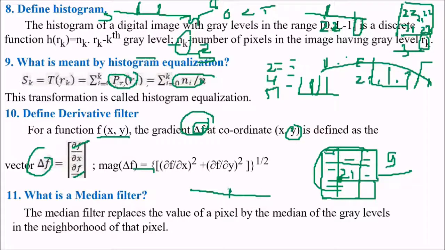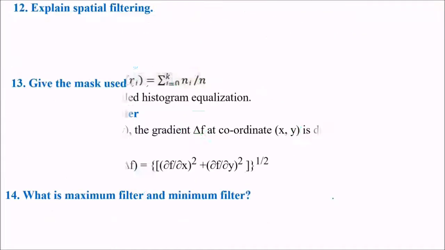Because this is 9, I'll get an odd count, so that will be the fifth value. The fifth value in the sorted order will be my median. If it is even, then I'll take the n by 2 and n by 2 plus 1 values. Normally the filters are of size 3 by 3, 5 by 5, 7 by 7 only, because we want odd numbers, because we want to replace the values. So we take all these values, find out the median and place it here. The 21 will be replaced by the median, this fifth value. This is the median filter.